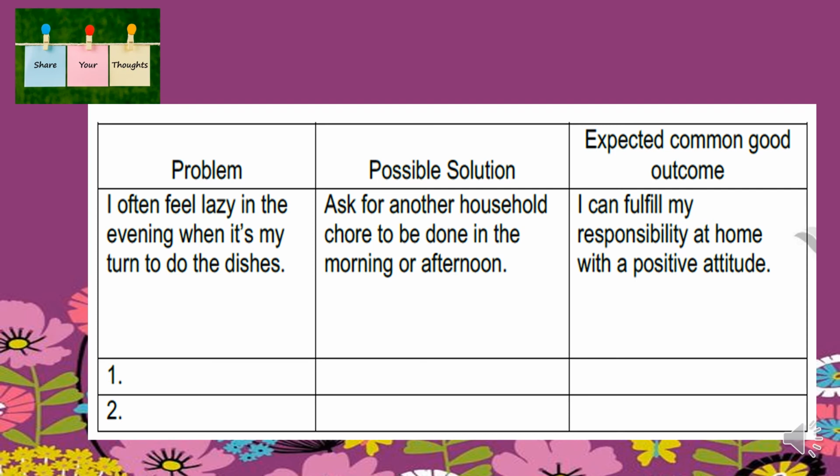And here is the example. The problem is, I often feel lazy in the evening when it's my turn to do the dishes. So the possible solution, ask for another household chore to be done in the morning or afternoon. And the expected common good or outcome, I can fulfill my responsibility at home with a positive attitude. Okay, so it's time for you to answer 1 and 2.